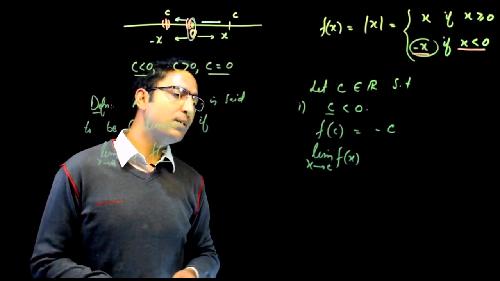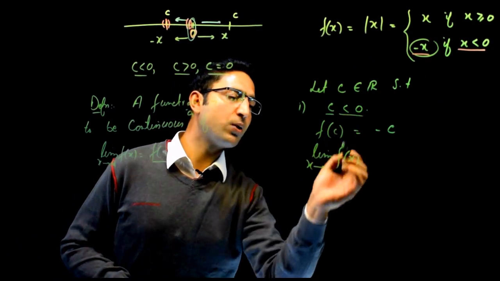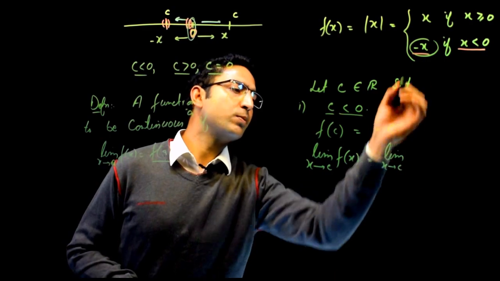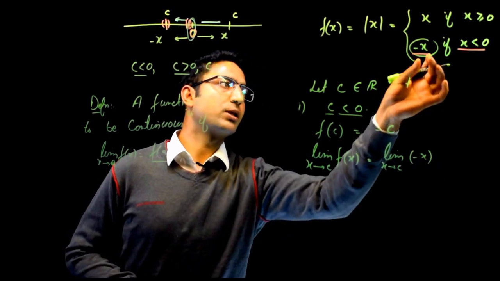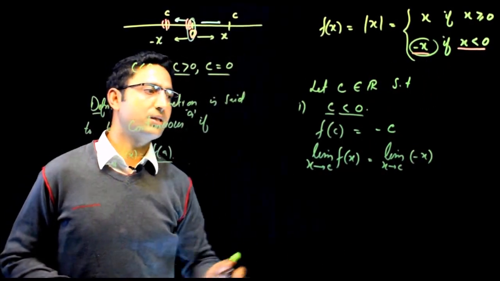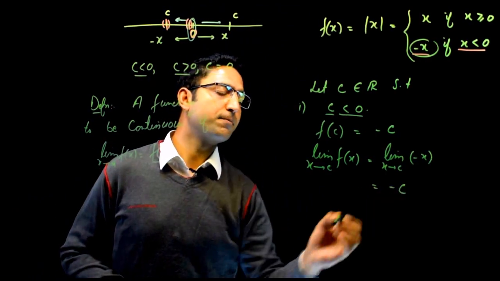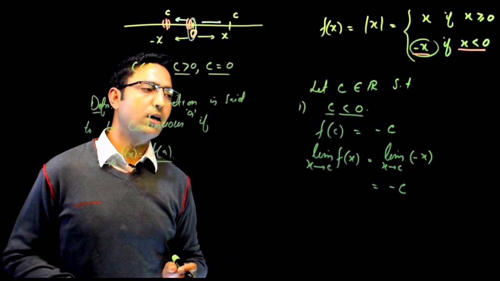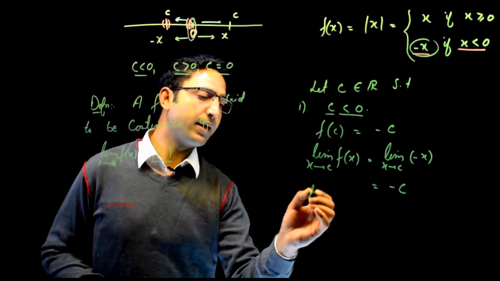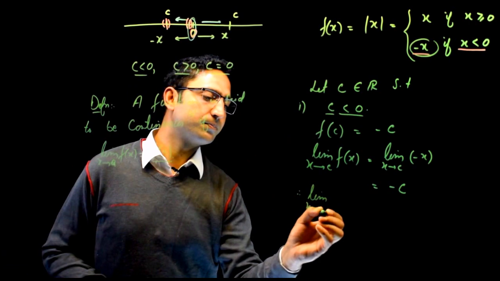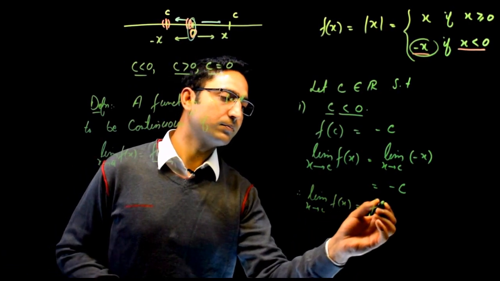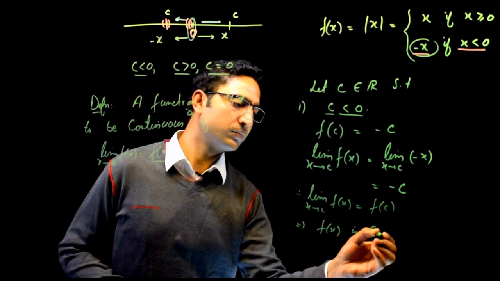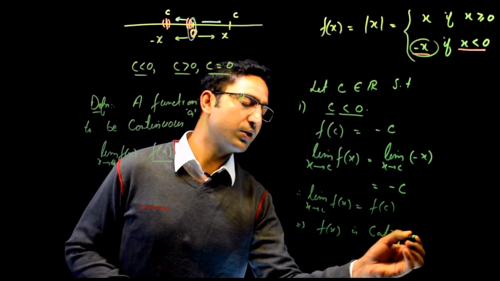Therefore, when I consider the limit as x approaches c, if c is less than 0, of f(x), this will be the same as the limit as x approaches c of minus x, because I have to consider this part of the function. So that will be equal to minus c. So we see that the limit and the function value at c are both the same. Therefore, we can write that this means f(x) is continuous at c.